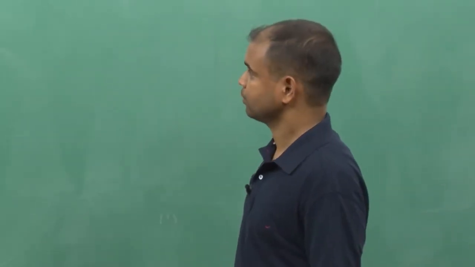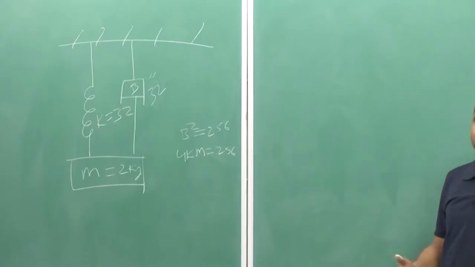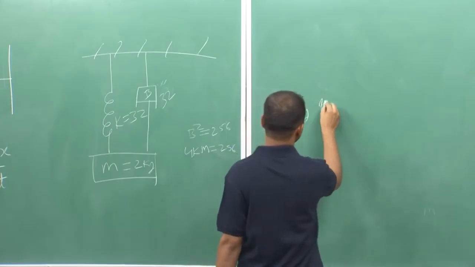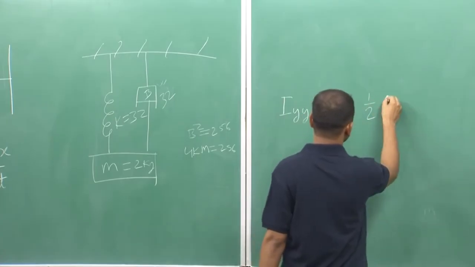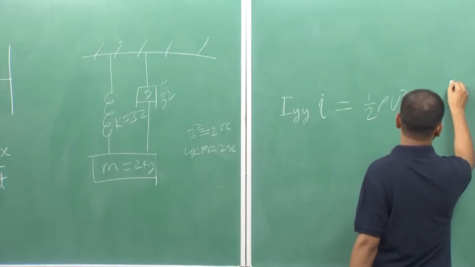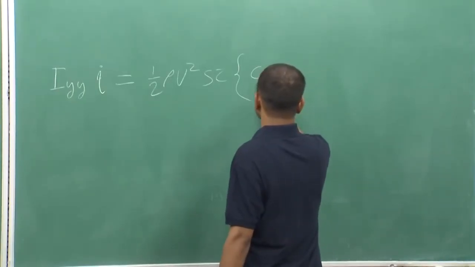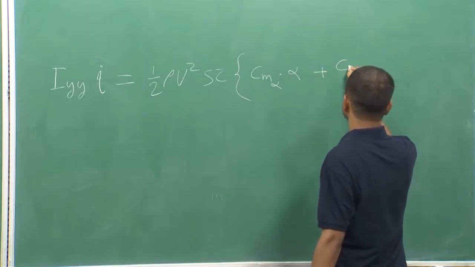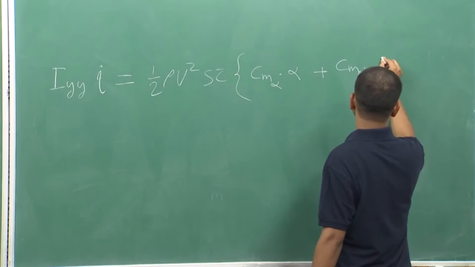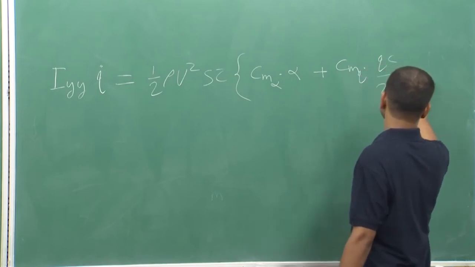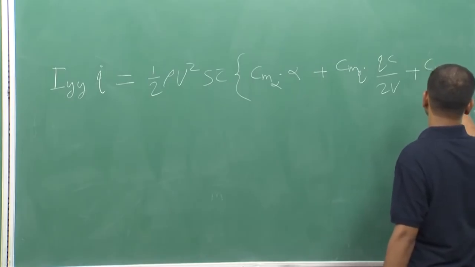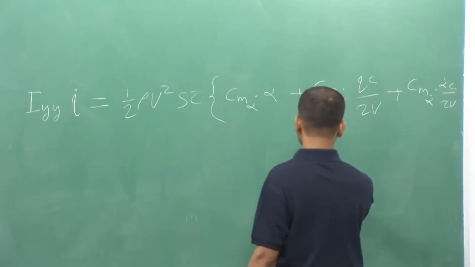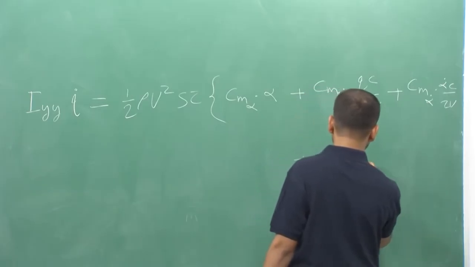If I try to visualize the longitudinal, pitch-only motion of the aircraft, if you remember the equation, Iyy q dot is equal to half rho v square s c bar multiplied by c m alpha into alpha plus c m q into q c by 2 v plus c m alpha dot into alpha dot c by 2 v plus c m delta e into delta e.